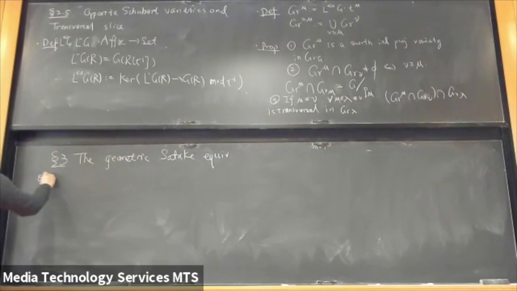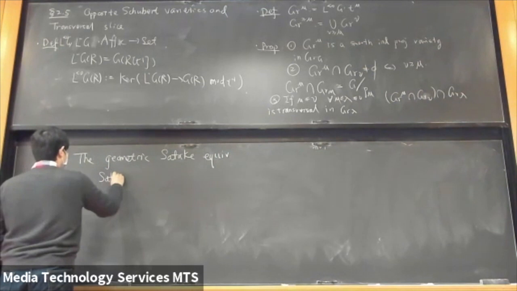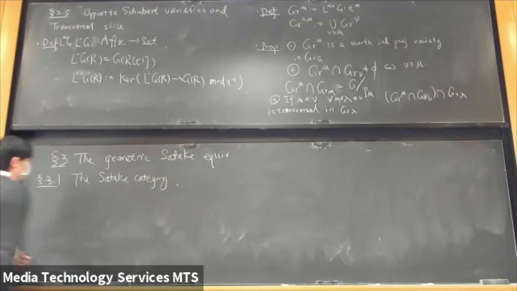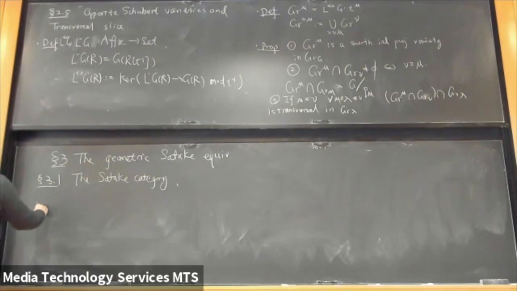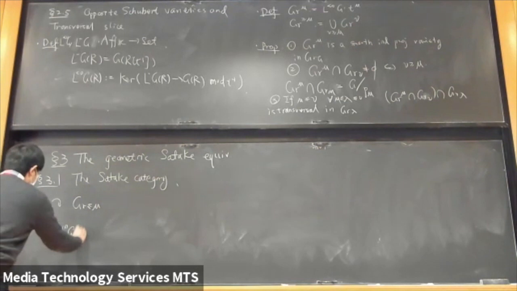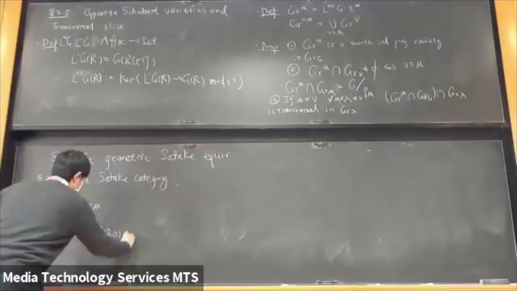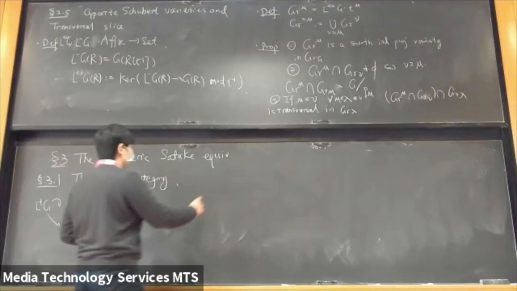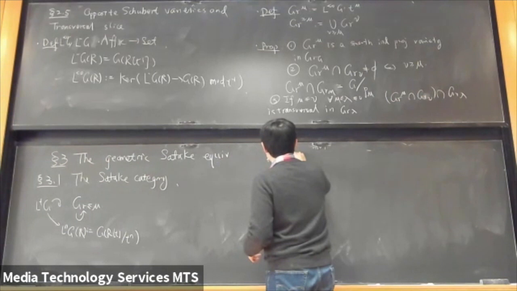So first, let's look at the Satake category. By our discussion of the Schubert variety and Schubert cells, we know the L plus G action on the Schubert variety for less than or equal to mu really factors through a finite type quotient L_n G. So this L_n G is the presheaf whose R point is G of R[t] quotient t^n. So it makes sense to define this category P_{L plus G} equivariant perverse sheaves on Gr less than or equal to mu.